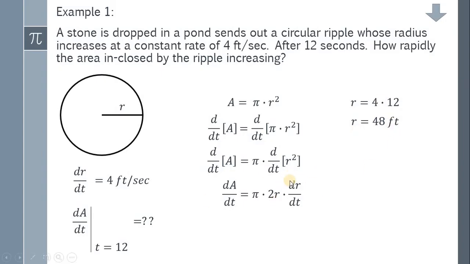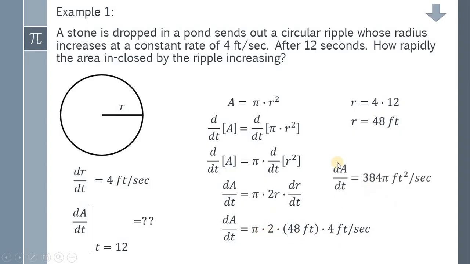Now, substitute natin. So, we have dA over dt is equal to pi times 2 times yung r natin is 48 feet times yung ating dr over dt is 4 feet per second. Simplify natin, multiply lang natin yung pi times 2 times 48 times 4 and we got dA over dt is equal to 384 pi feet squared per second. Now, what does it mean? Balikan natin yung question. How rapidly is the area enclosed by the ripple increasing? And yung answer natin, after 12 seconds, the area is changing at a rate of 384 pi feet squared per second. And we're done.